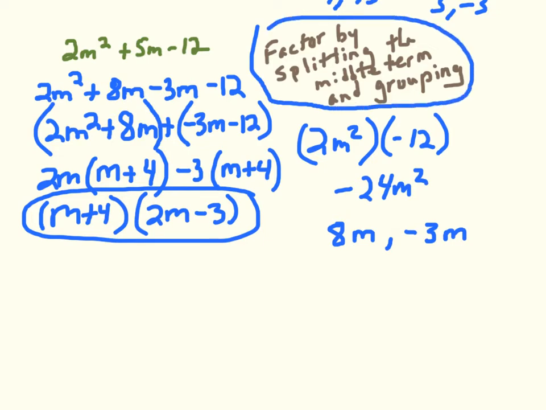Now, when I showed this next method in class, I'm going to put this same example here, 2m squared. This is similar, but the students in class seem to like this technique. This is called the factor by the box technique.